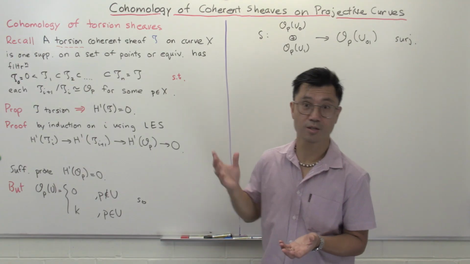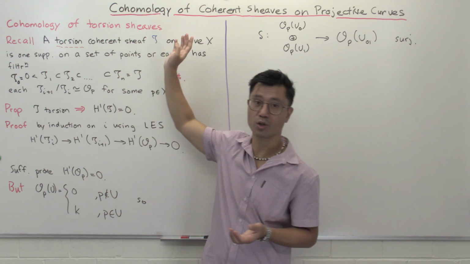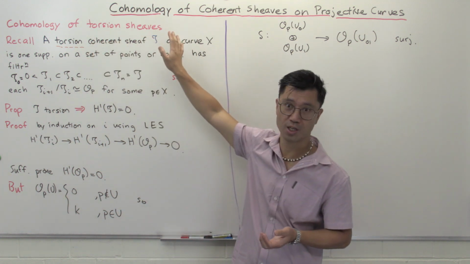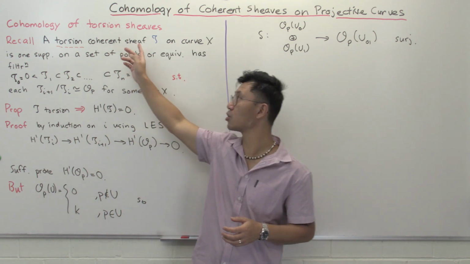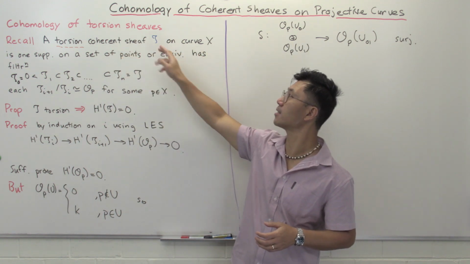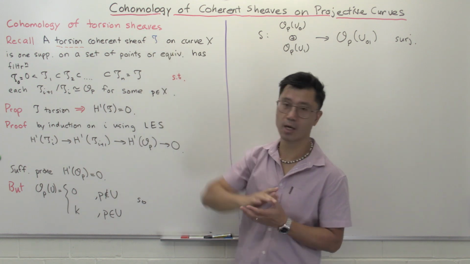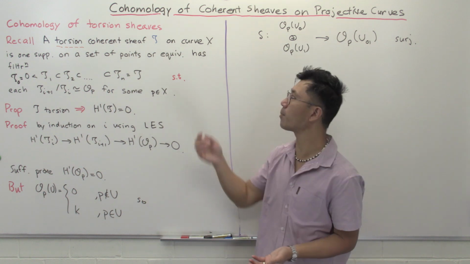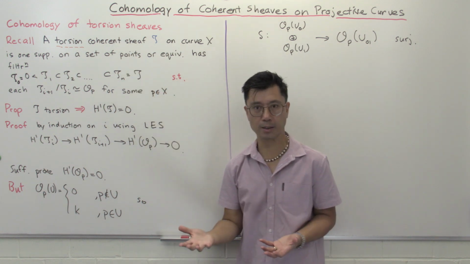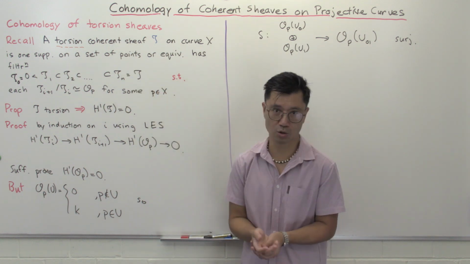I want to conclude this video by showing you what happens when you look at the cohomology of torsion sheaves. So let's just recall firstly what is a torsion coherent sheaf on a curve X. Let's suppose T is such a sheaf. One way to think about this is it's just a sheaf which is supported on a set of points. So its support is 0-dimensional.